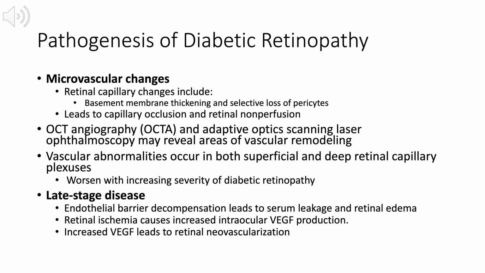Along the other pathway, retinal ischemia, the product of all that capillary occlusion, causes increased intraocular VEGF production, and that increased VEGF leads to retinal neovascularization. This is the ischemia pathway, and it is what converts nonproliferative disease into proliferative disease. Leakage and ischemia. Two roads, one origin.